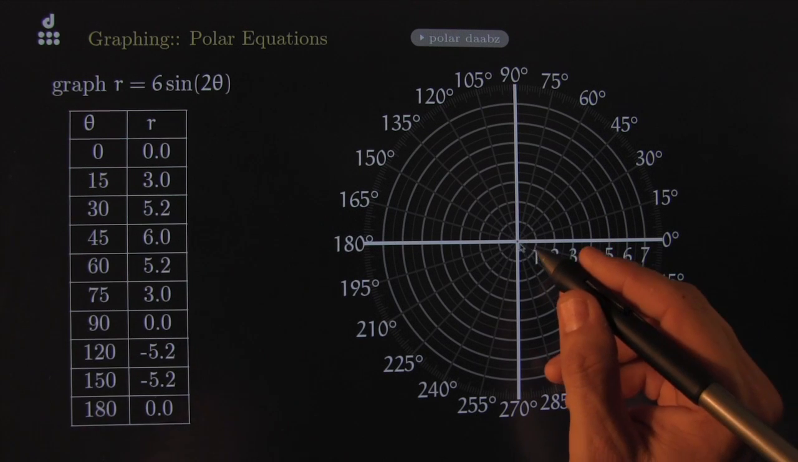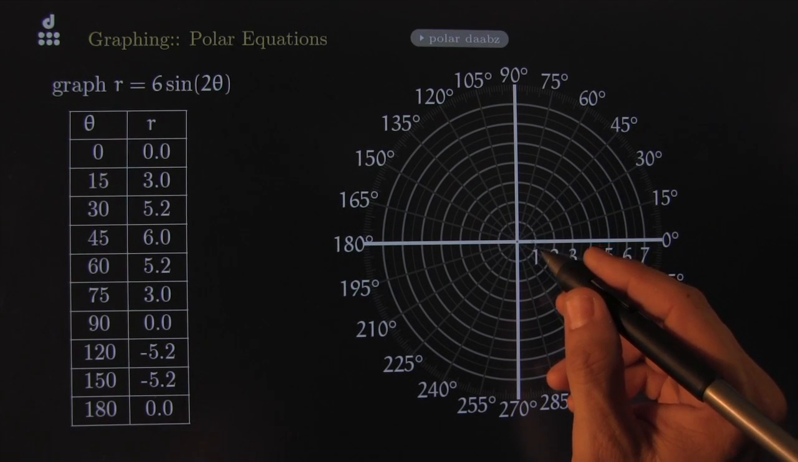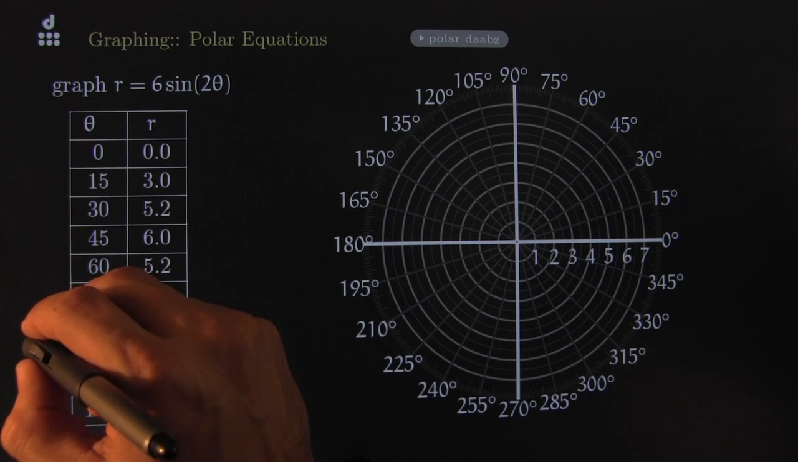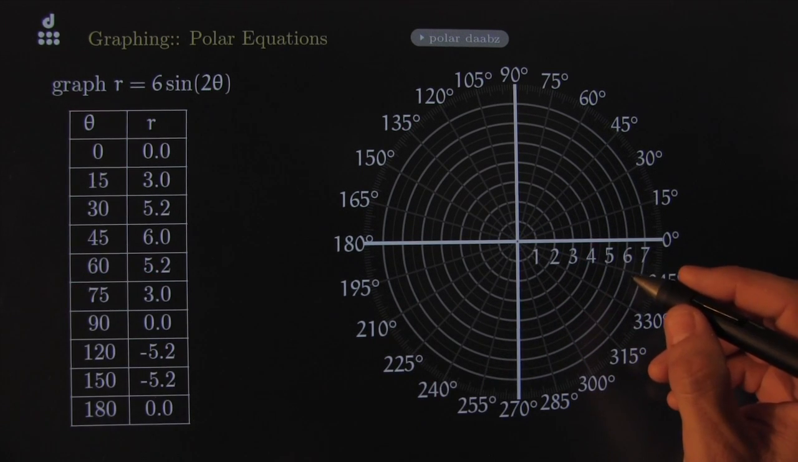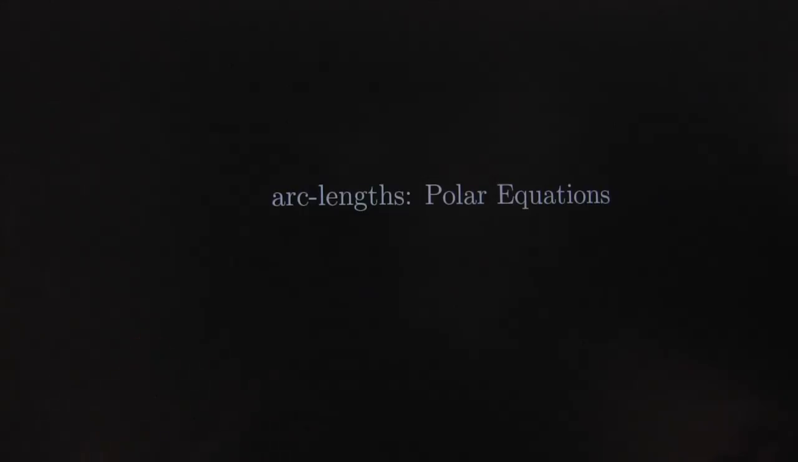I think we're ready to move on to some calculus. This is just a little review from polar coordinates. Let's do some calculus. Tangent slopes, how does that sound? Tangent slopes, areas, and arc lengths. Let's do that when we come back.